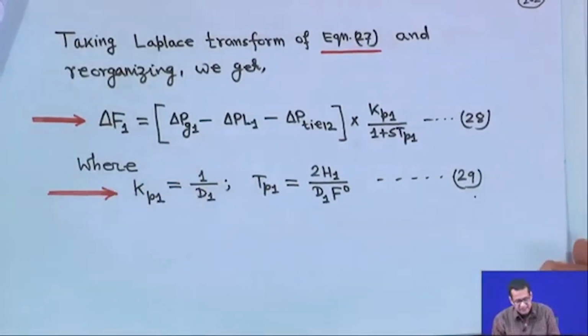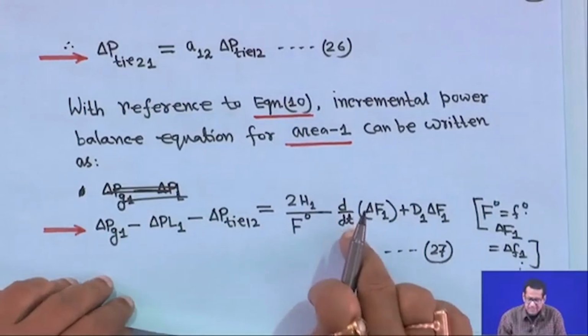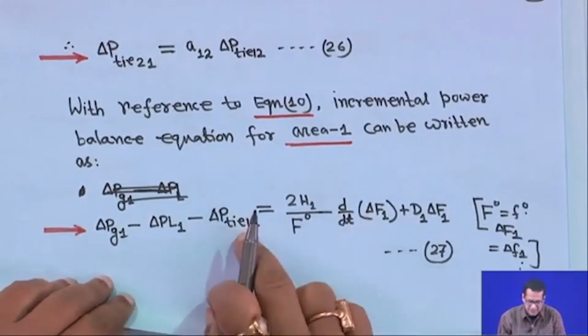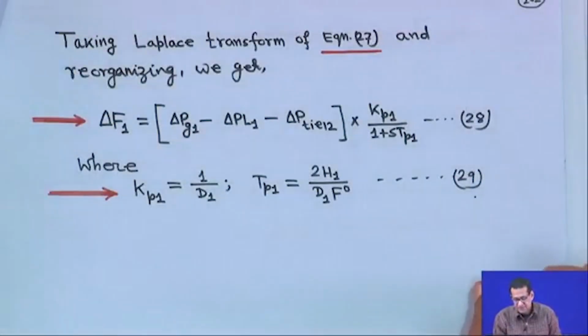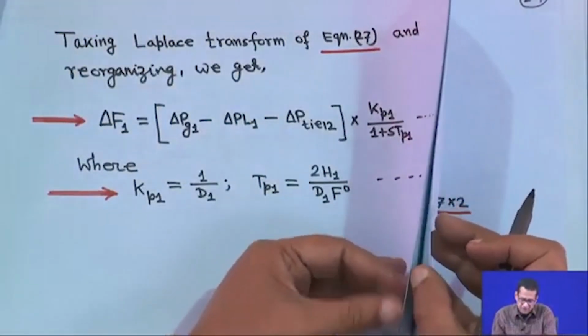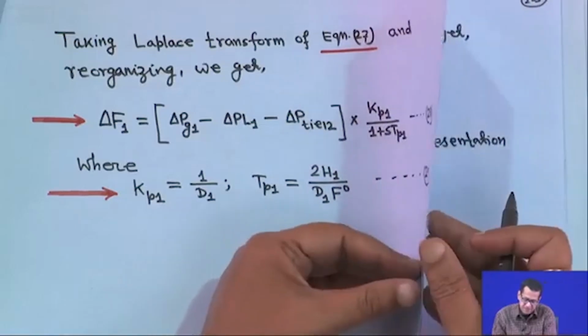So this is understandable. You take the Laplace transform same as the isolated case, only one term added here, because of the interconnection, that is delta P ti 1 2. So once this is done, just hold on.